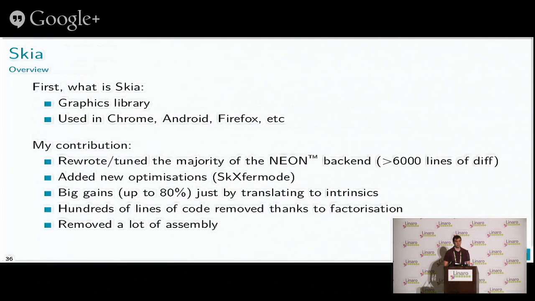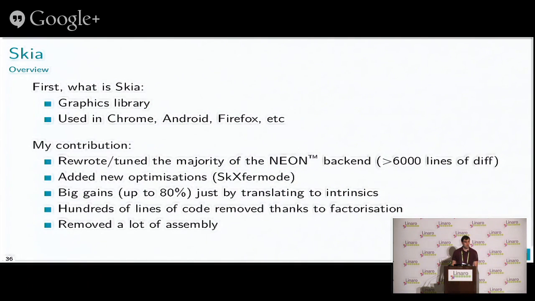And one thing I'd like to emphasize is that they had very big gains, up to 80% performance improvement just by rewriting to Intrinsics. So you take an assembly function, rewrite it in Intrinsics, it takes you 2-3 hours once you're familiar with the instruction set, and it suddenly becomes 80% faster. That's quite a nice gain. Thanks to this, I've also been able to remove hundreds of lines of code. The 6,000 lines of diff is quite symmetrical, but I've added a lot of new optimizations, so it means I had to remove a lot of existing code also.